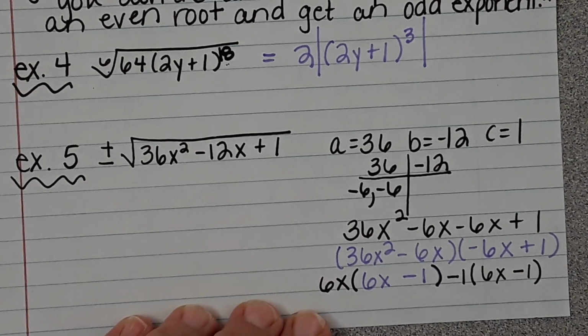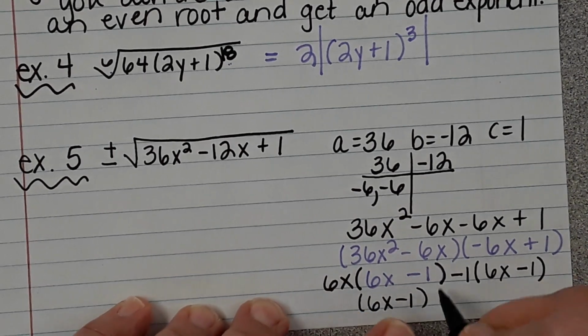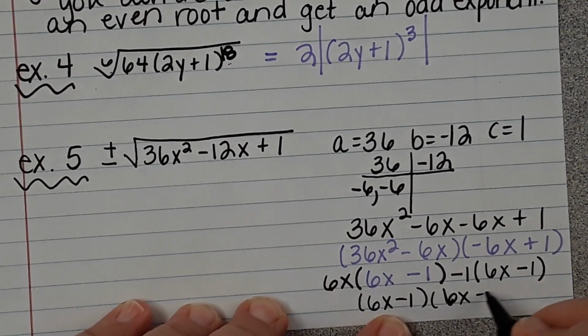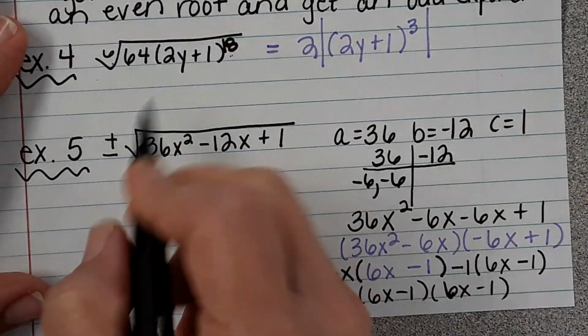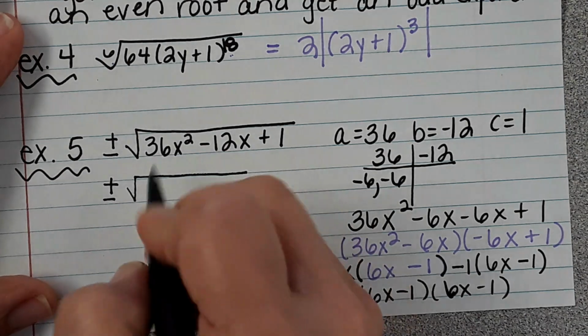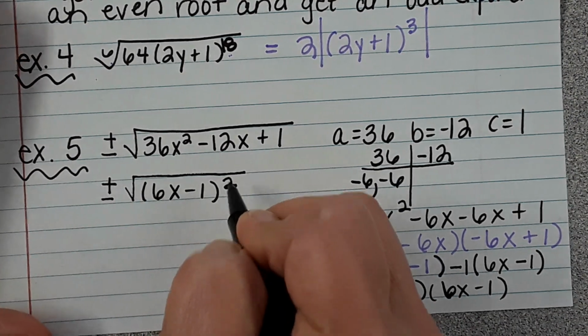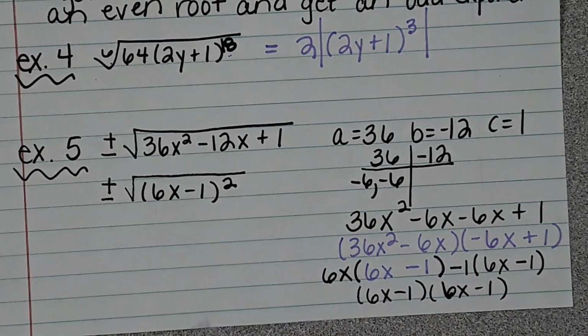And now, what do we notice about our final answer? Yep, 6x minus 1 and 6x minus 1, they're the same. So that means we can rewrite this problem. How many 6x's minus 1's do we have? So we're going to write 6x minus 1 squared. So I had to factor it so I could put it into parentheses. I'm going to tell you that most of the time when you get a trinomial, it's going to factor out to something that's squared.